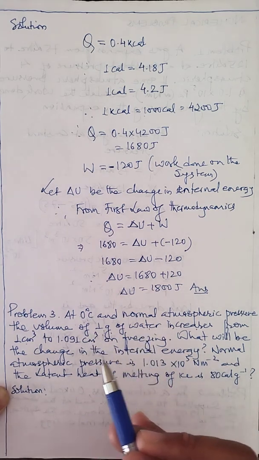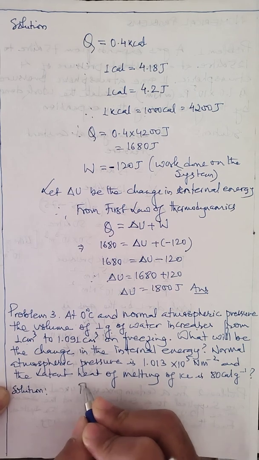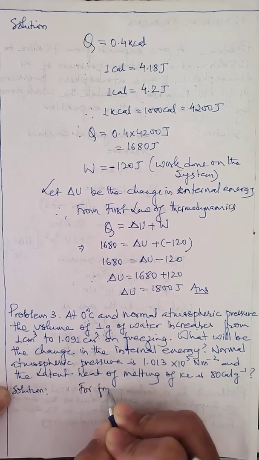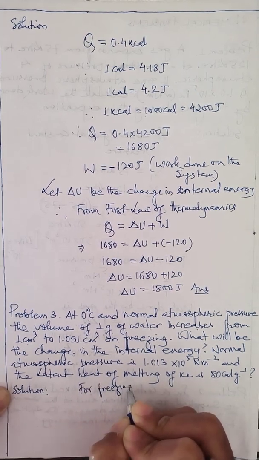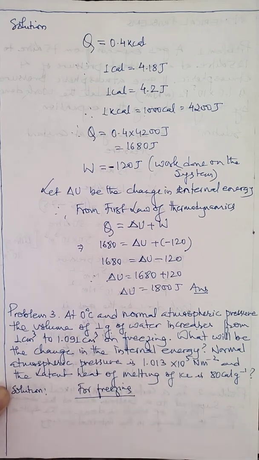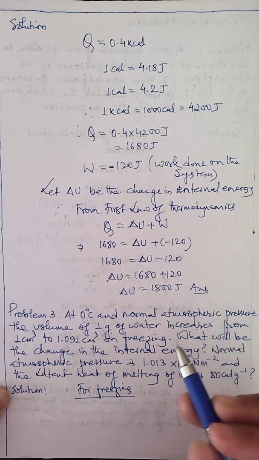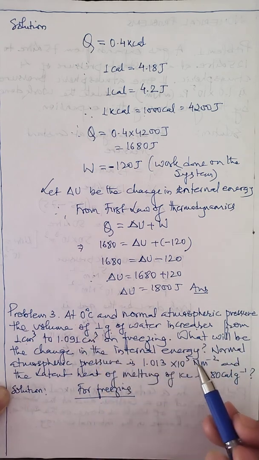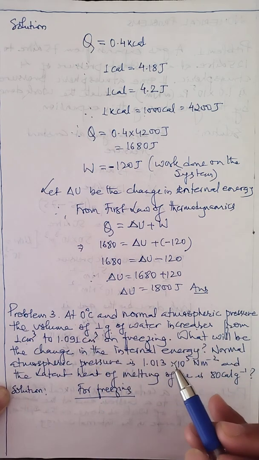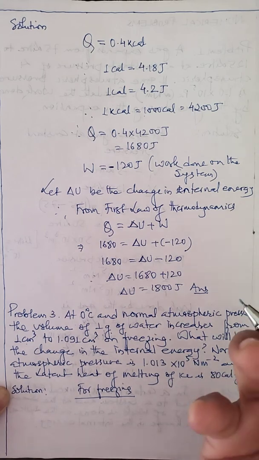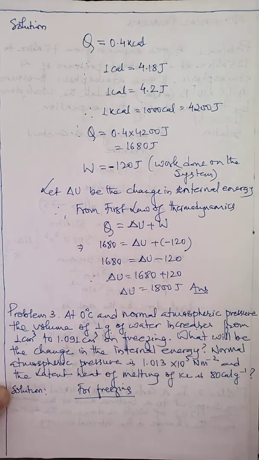This process is called freezing. For freezing, the temperature remains constant, and when the temperature remains constant, that process is called an isothermal process. So at a temperature of 0 degrees Celsius, first of all we calculate the amount of heat that is rejected or withdrawn by the water.